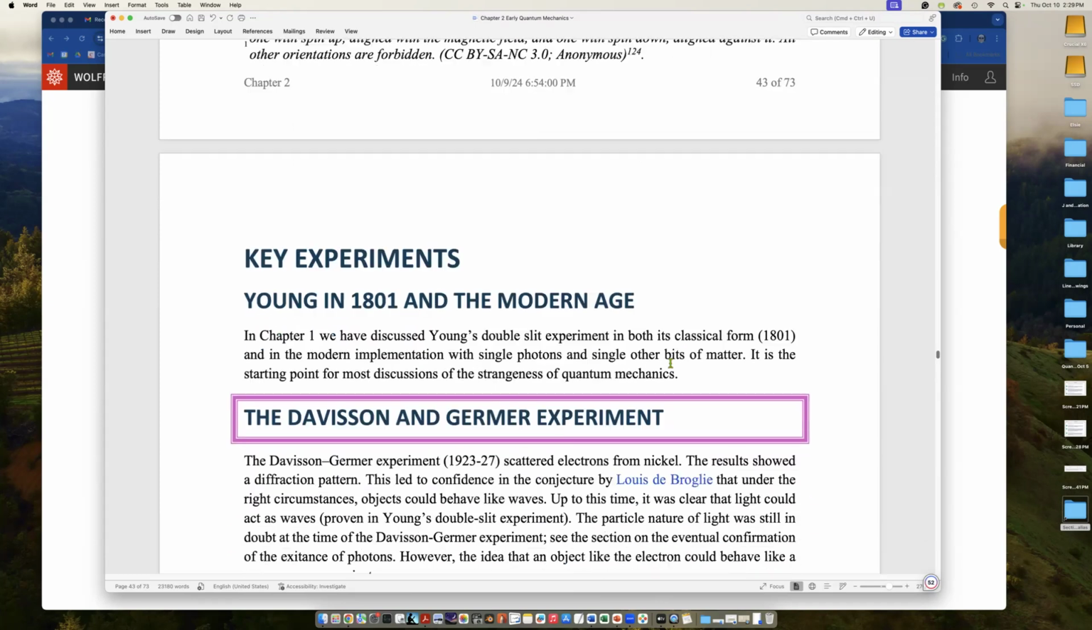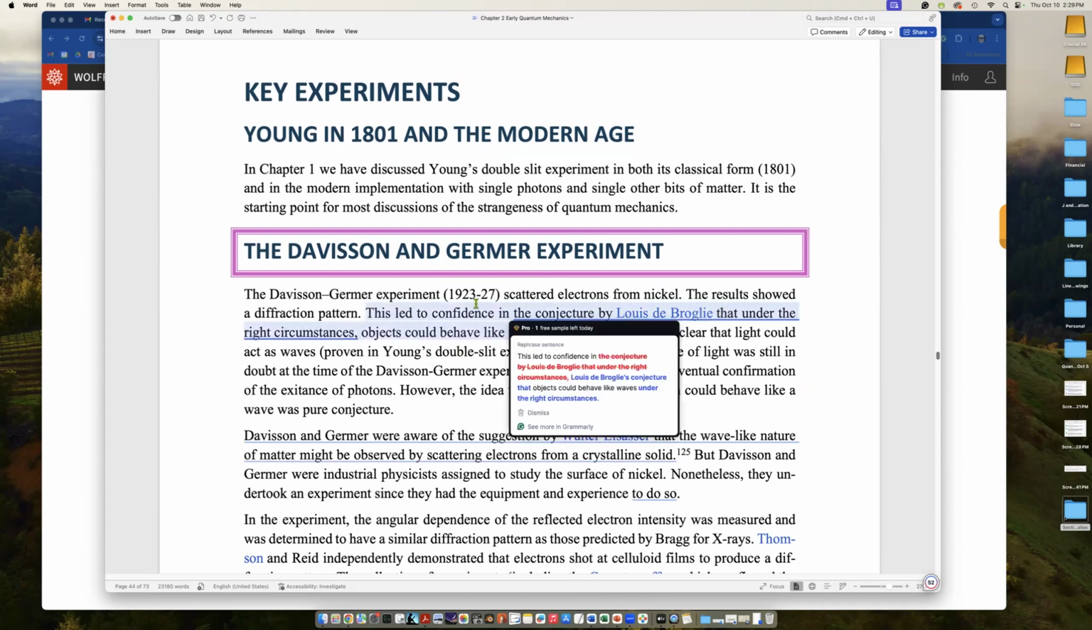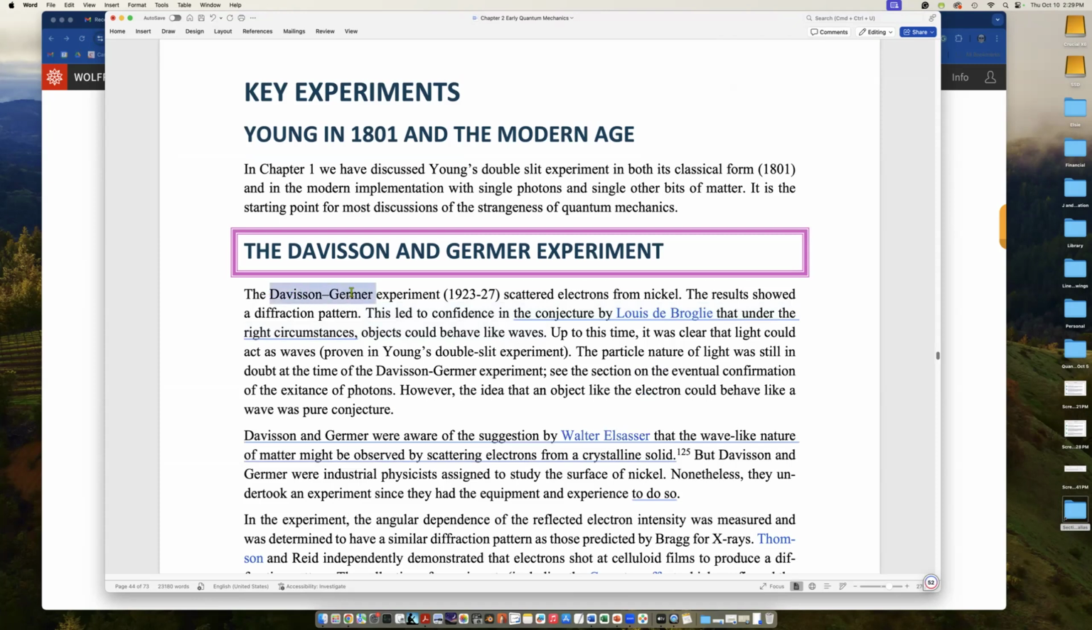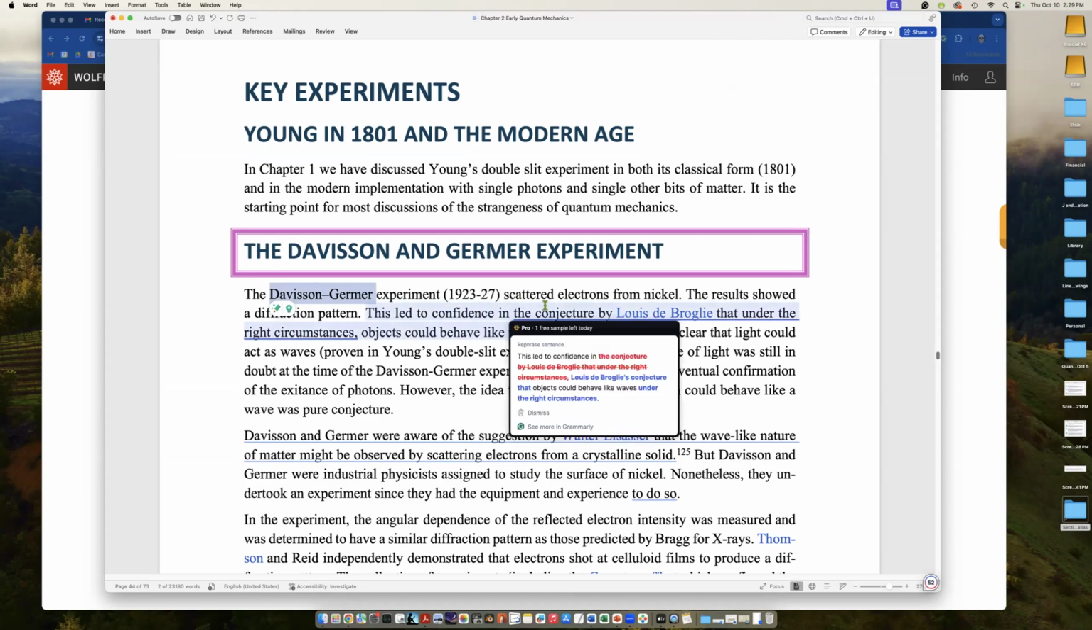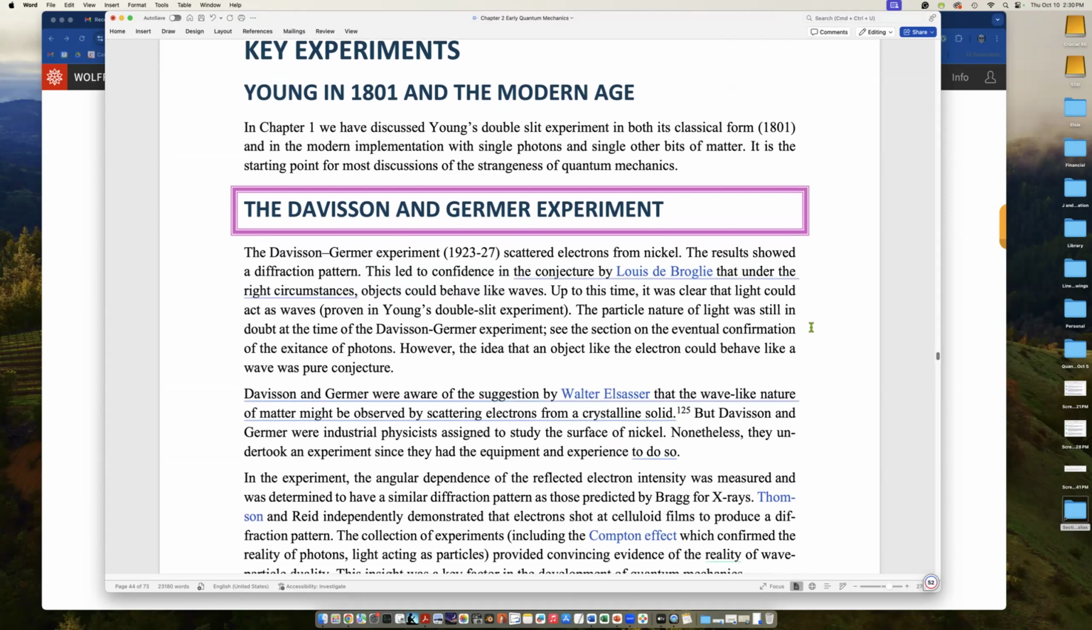Here's a description. I already showed you the picture. Here's a description of Davisson and Germer's experiment influenced by de Broglie's thesis. These two guys were industrial physicists whose job was to study the mechanical properties of alloys, metal alloys. And it turns out they had just the right stuff to do an experiment that could confirm or deny de Broglie's PhD suggestion that photons can behave like particles or waves, and electrons can behave as particles or waves.